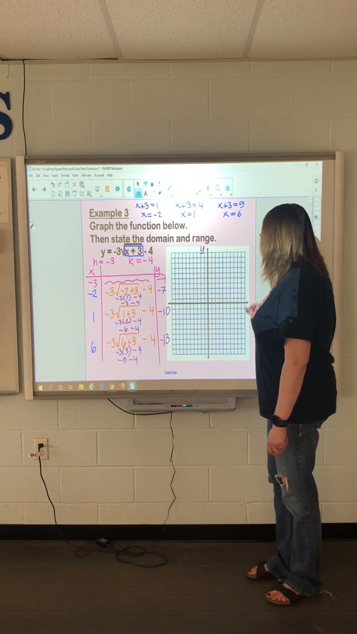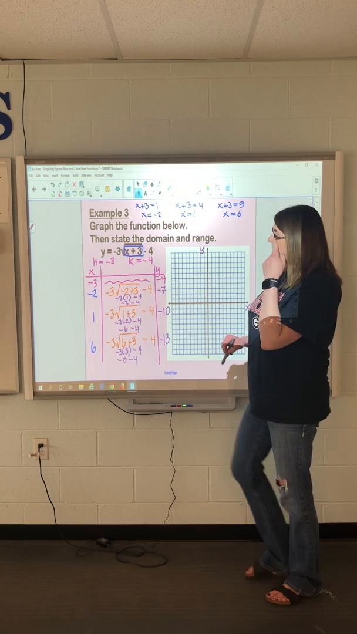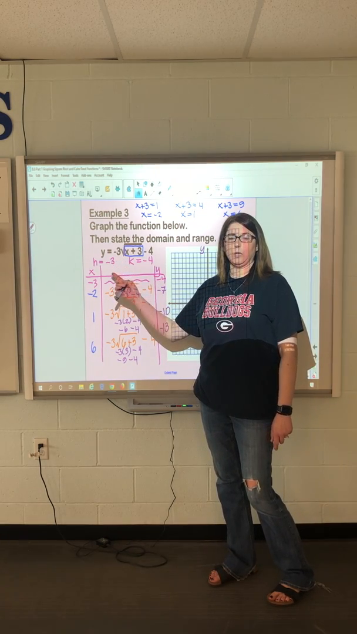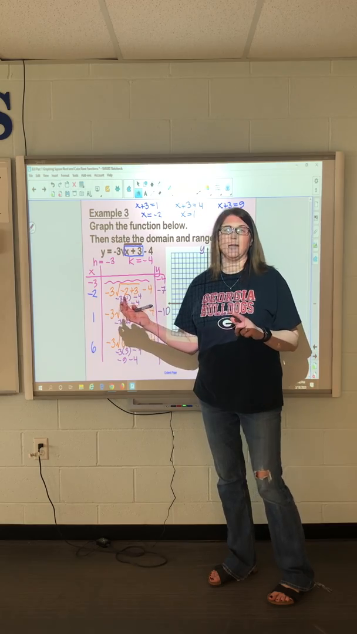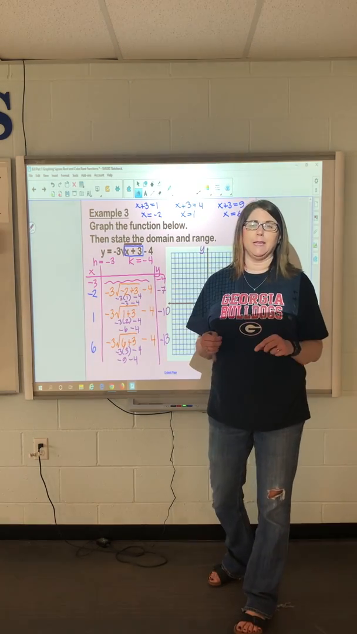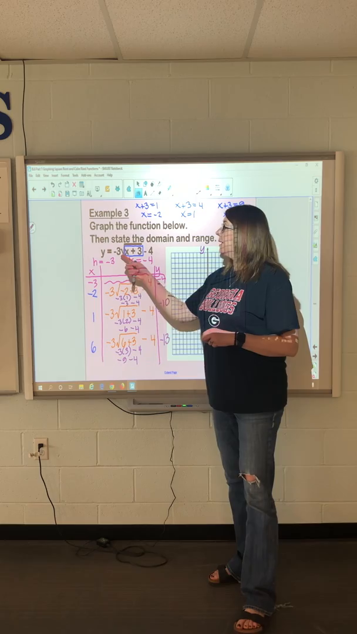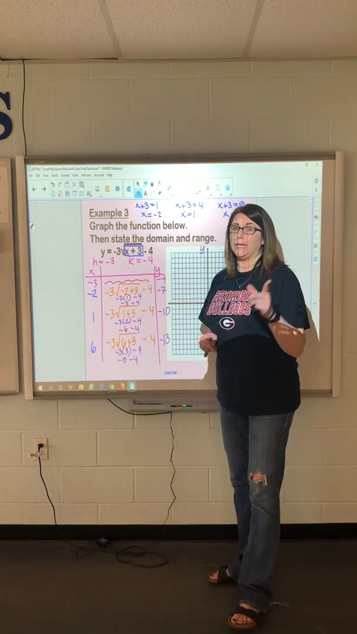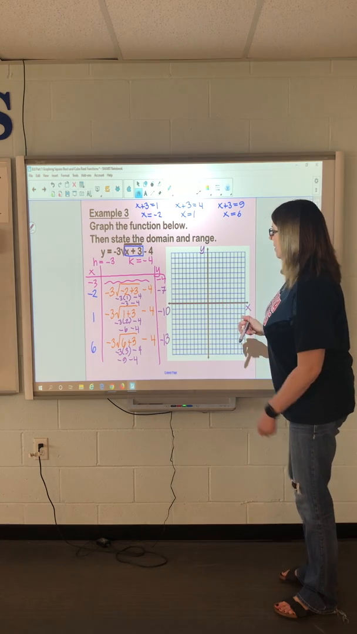So I'm going to go ahead and label my X and my Y axes. Let's talk for a second. Maybe by now you've remembered what's going on with that -3. The negative sign out front is going to give us a vertical reflection over the x-axis, and the 3 is going to give us a vertical stretch by a factor of 3. So let's see if that actually happens with our graph.